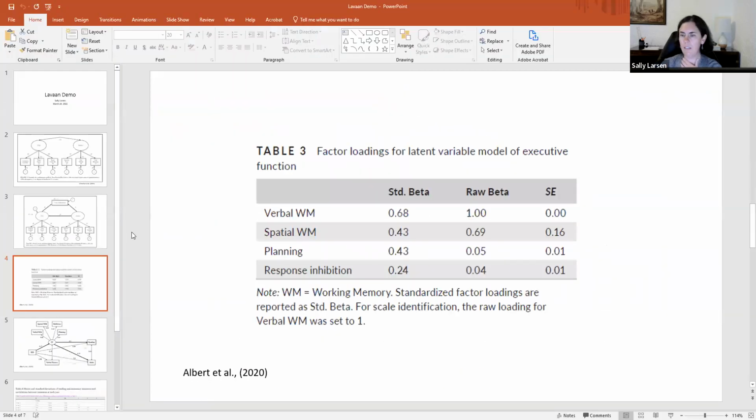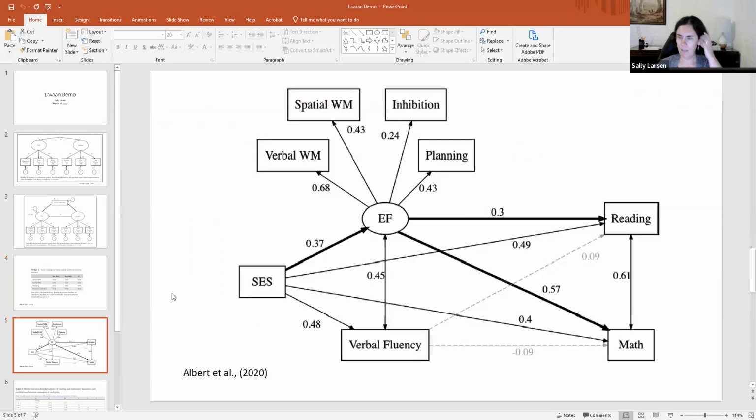Sample size planning is challenging at the best of times, but for structural equation models, it also depends if you're doing a repeated measures model. It depends also how many indicators you have loading on your latent factors.